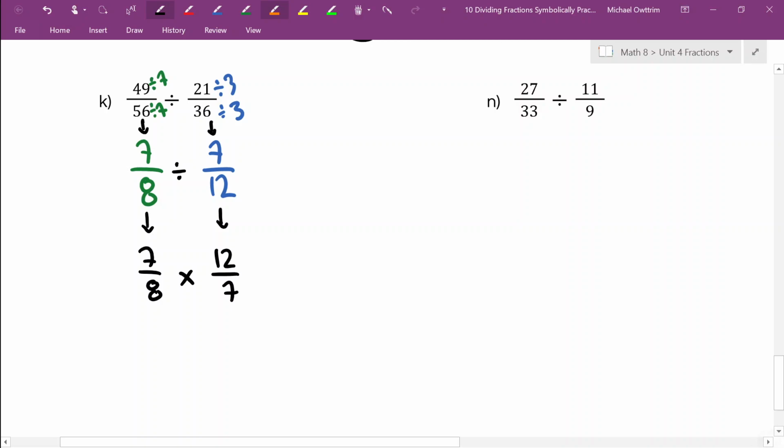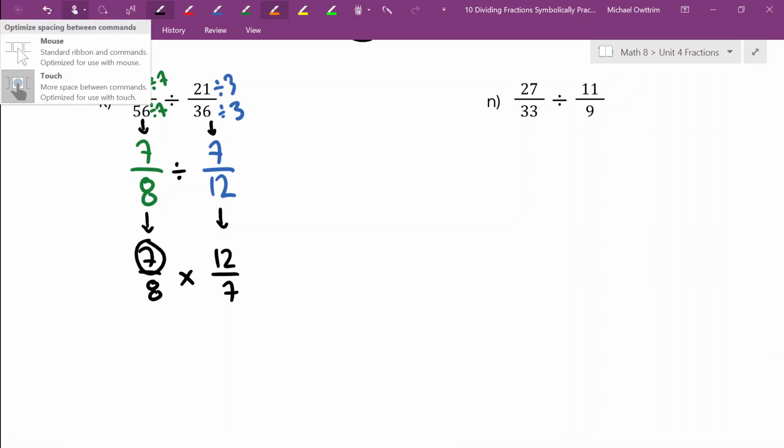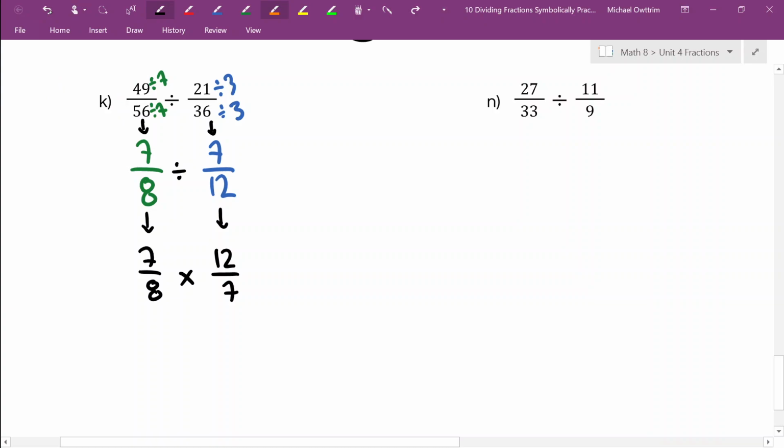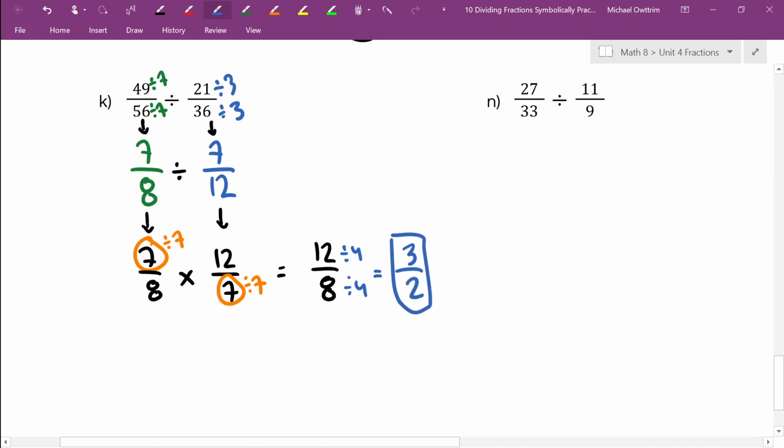Now that we're multiplying, I'm going to divide out my common factor of 7 on the top and bottom, and that will give me 12 over 8. And I can simplify that fraction by dividing by 4, and that'll give me 3 over 2 in simplest form.